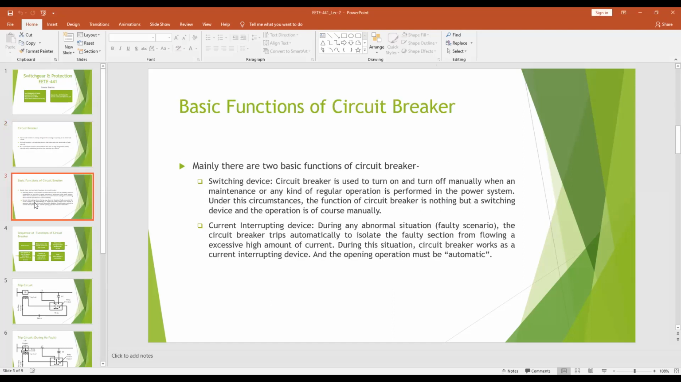So let's talk now about the basic function of the circuit breaker. Let's take an example again. Again, this is the power system, right? A transformer is connected over here. On both sides, we have some circuit breakers.